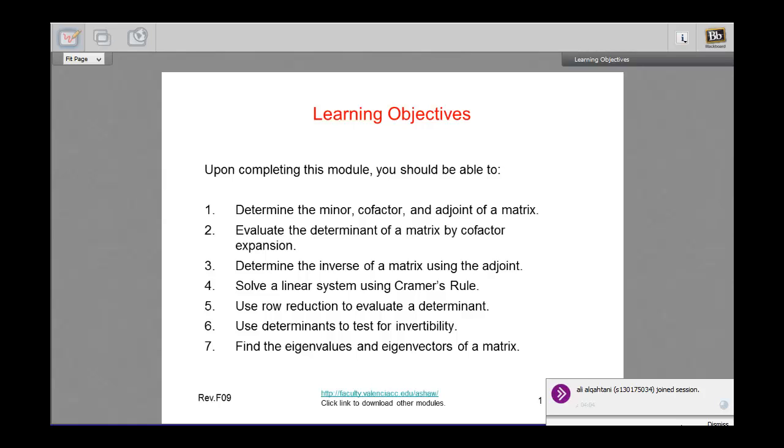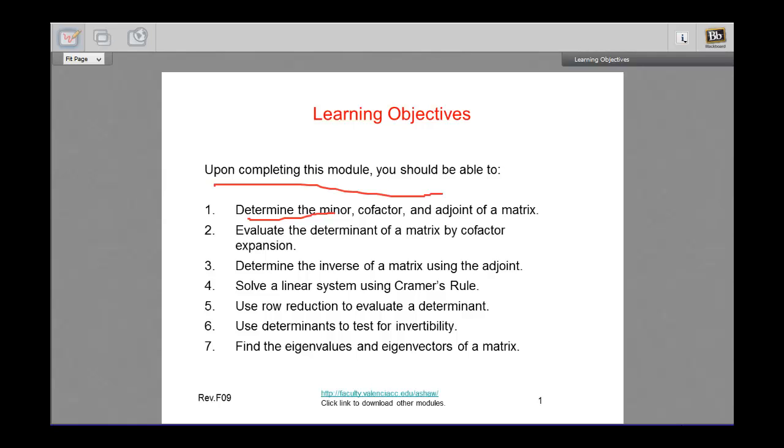So today we are going to discuss these things. First of all, we will discuss the determinants, minors, and cofactors. After that, we will discuss how to evaluate the determinants by the cofactor expansion. And then we will discuss the inverse of the matrix using the adjoint, and after that we will solve the linear systems using Cramer's rule. And then we will discuss how to solve the determinant using the row reduction method. So these things we will discuss today. So we start one by one.